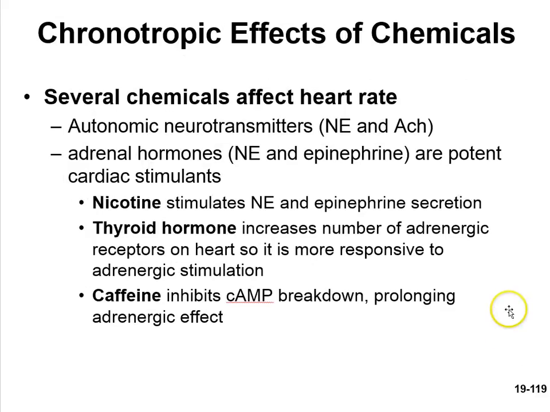There's other chemicals like nicotine and caffeine that can influence heart rate as well. There's the autonomic neurotransmitters, norepinephrine and acetylcholine, the adrenal hormones, norepinephrine and epinephrine. Those are cardiac stimulants, like the fight or flight response. Nicotine has an effect on those. Thyroid hormone can increase the number of receptors in the heart. And caffeine can inhibit the cAMP breakdown and can prolong the adrenergic effect.